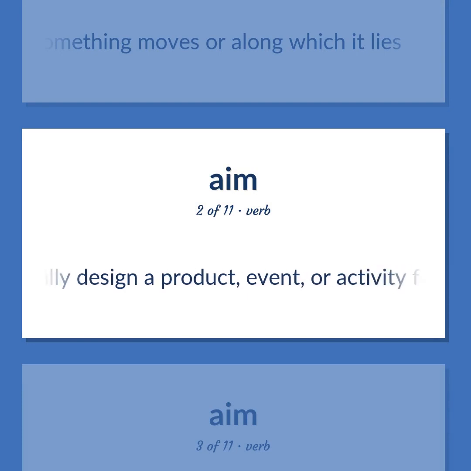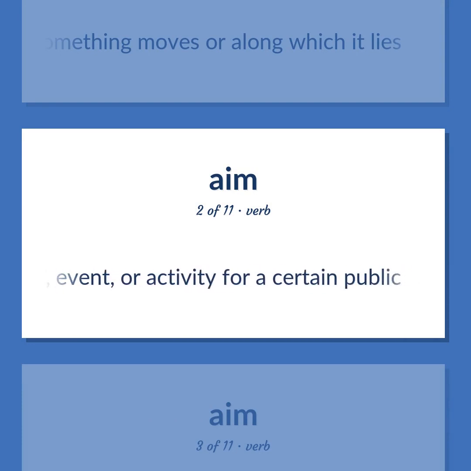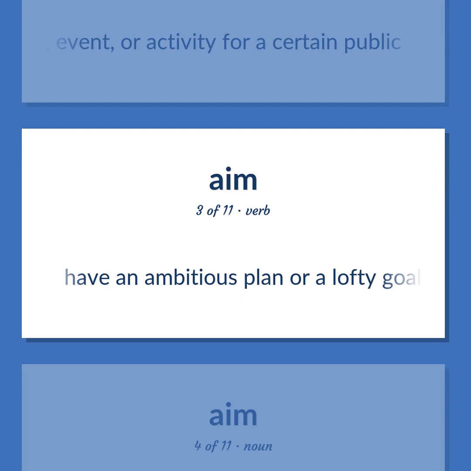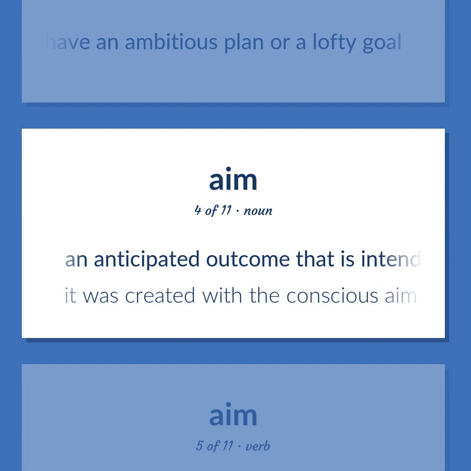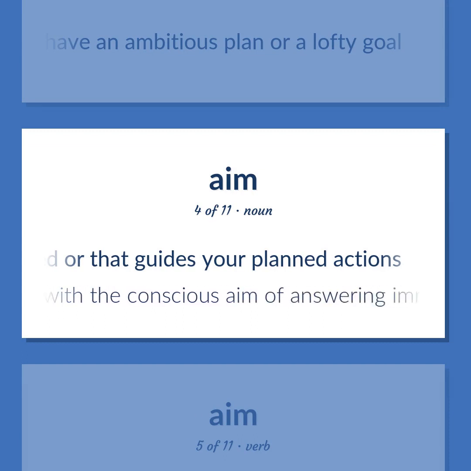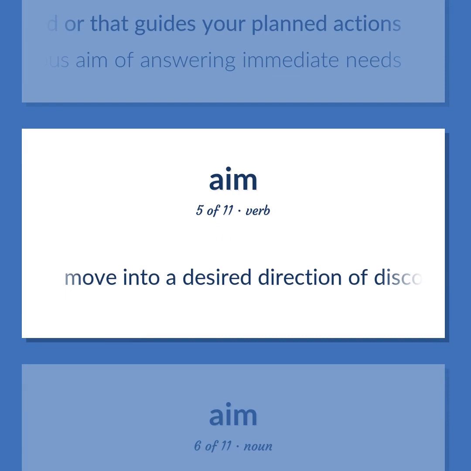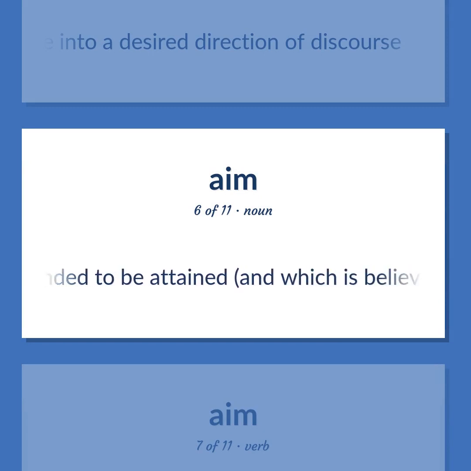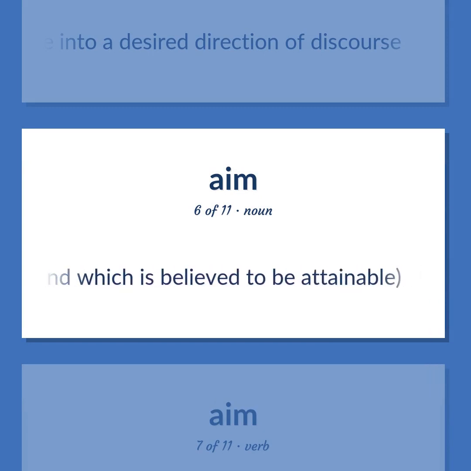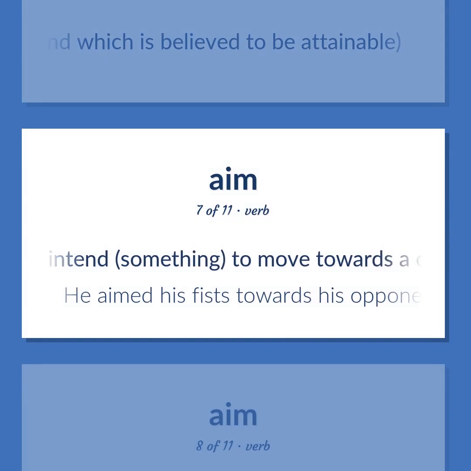Specifically design a product, event, or activity for a certain public. Have an ambitious plan or a lofty goal. An anticipated outcome that is intended or that guides your planned actions. It was created with the conscious aim of answering immediate needs. Move into a desired direction of discourse. The goal intended to be attained, and which is believed to be attainable. Intend, something, to move towards a certain goal.